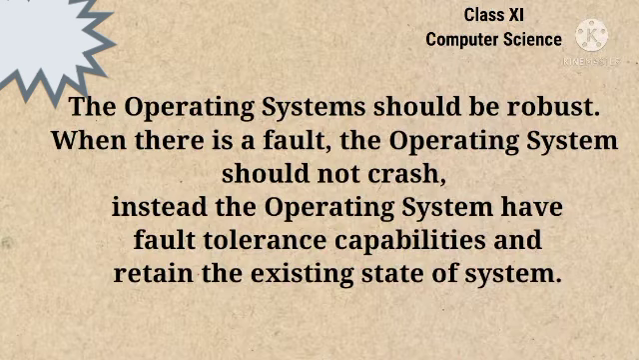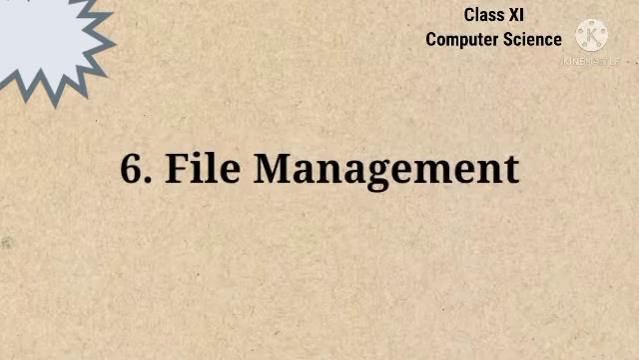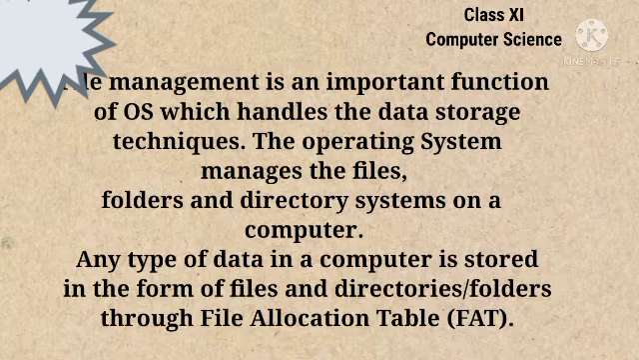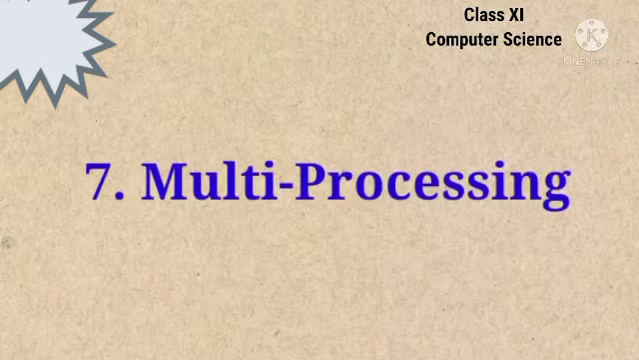Next, we are going to learn about file management. The file management is an important function of an operating system which handles the data storage techniques. The operating system manages the files, folders and directory system on a computer. Any type of data in a computer is stored in the form of files and directories or folders through the file allocation table, FAT. So, the key feature of an operating system is file management. It organizes the files.